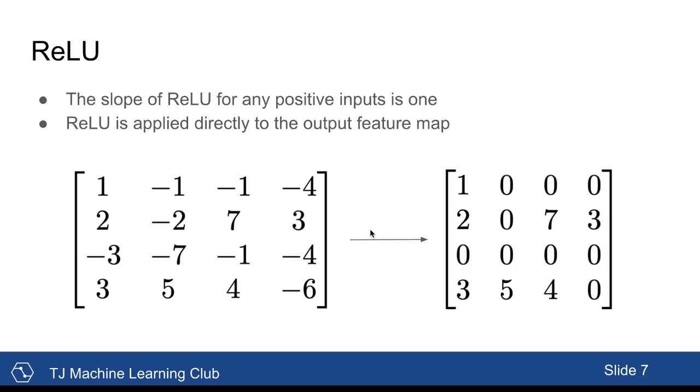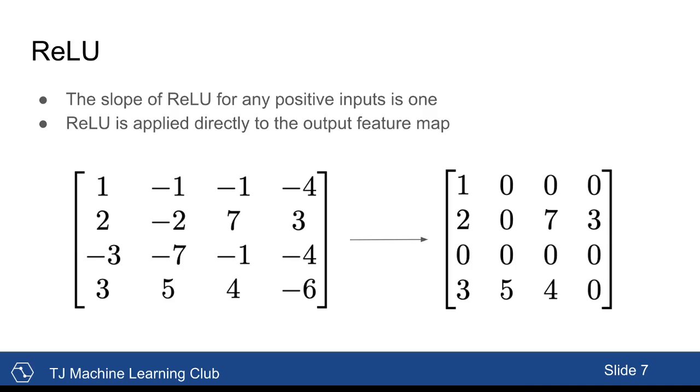The slope for any of the positive inputs is just 1, and this prevents the gradient from vanishing because it's simply a straight line going through the origin, and this helps speed up training immensely. The function itself and its derivative are really easy to compute, which also helps speed up training. And this ReLU function is applied directly to the output feature map of a convolutional layer.